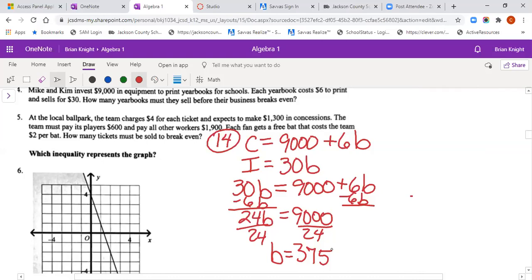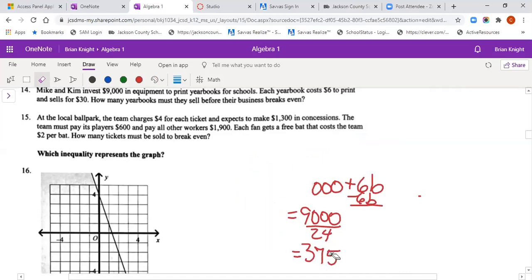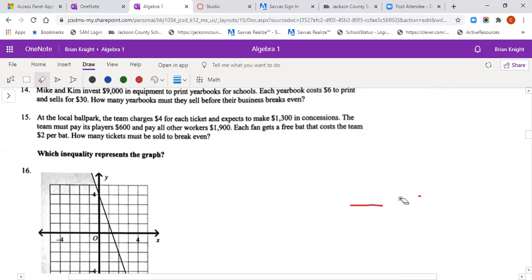Last one, 15, very similar. This time we're at the ballpark, right? We got concessions and equipment and all kind of stuff. And we're trying to break even because we don't want to lose money, because we can only have 25% of our fans show up because of COVID. And it's all a big blah.